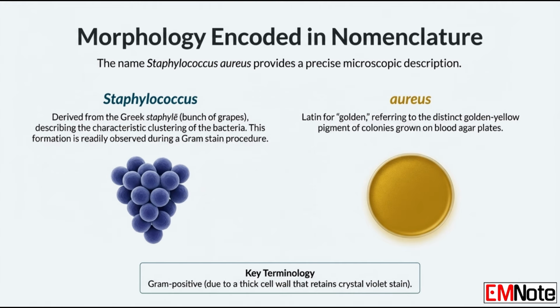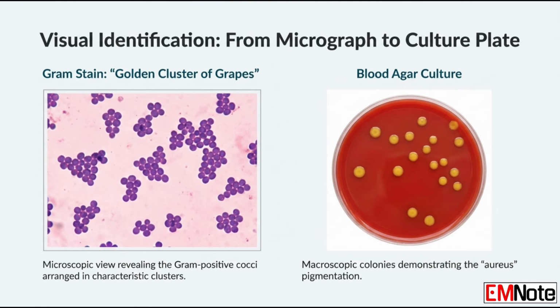So that's the shape. And the second part, aureus. Aureus is just Latin for golden. Golden. Yes, it describes the color of the colonies when you grow them on a lab plate, something like a blood agar plate. They have this really distinctive golden yellow pigment. So the golden cluster of grapes, it's a perfect name.